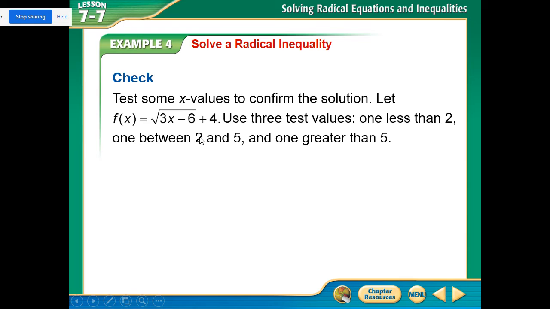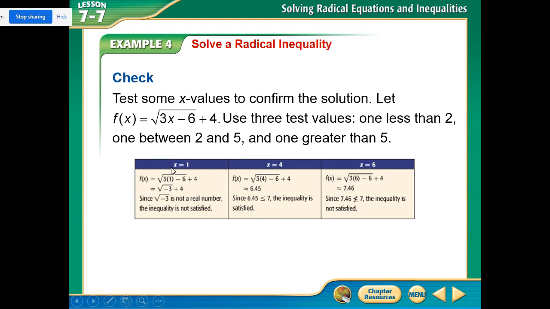This is step 3. So we're going to test those points that we have: 1, 4, and 6. When I plug 1 in, 3 times 1 minus 6 is negative 3. And negative 3 is a negative number. And so when you take the square root of it, it doesn't work.